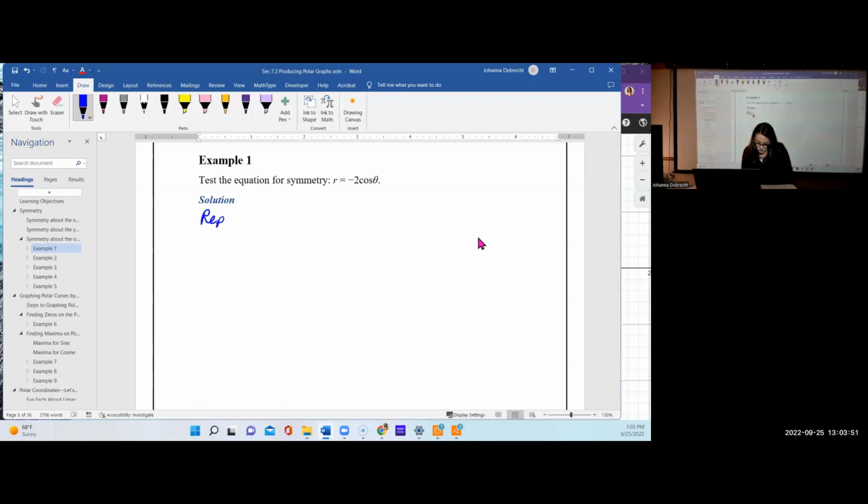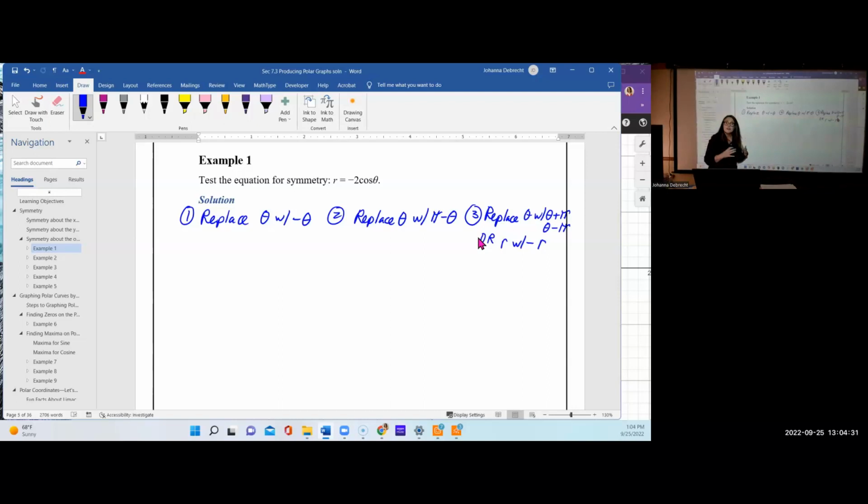We're going to think about replacing theta with negative theta. That's one type. The second type would be to replace theta with pi minus theta. That's the y-axis symmetry. And the third one, we're going to talk about replacing theta with theta plus pi or theta minus pi, or r with negative r. This third type, there are more than one way to check it, all right? And you need to know both, because sometimes you can do one and you can't do the other, and sometimes it's vice versa. You can do the other and not the first. Okay, so these are our 3 different ways of checking.